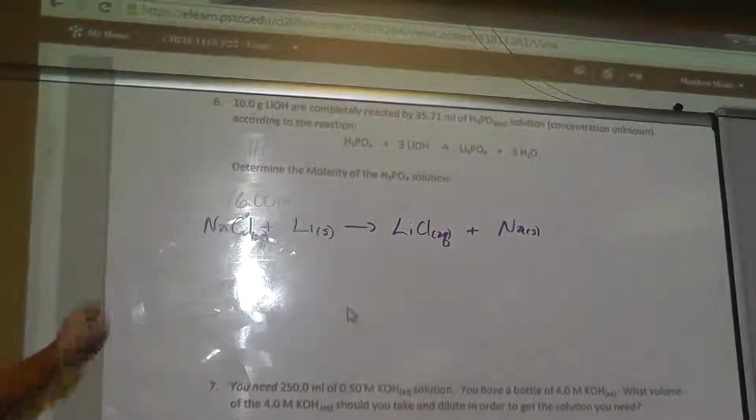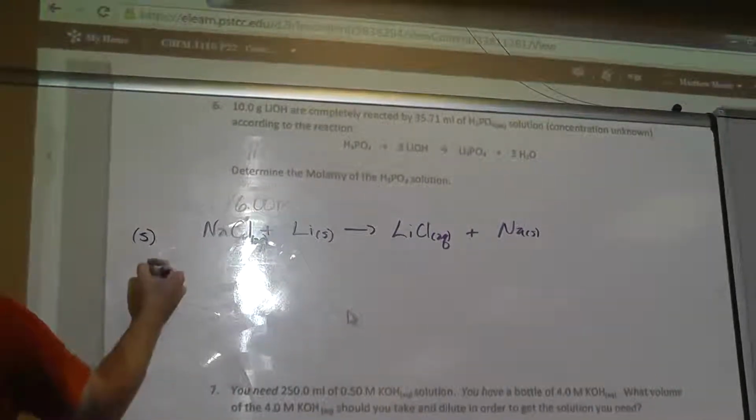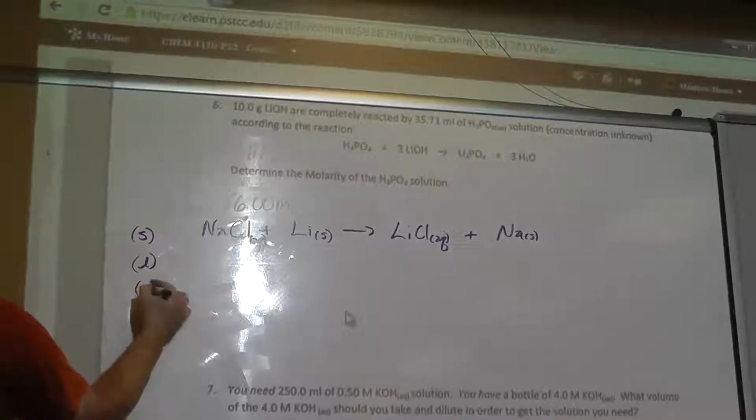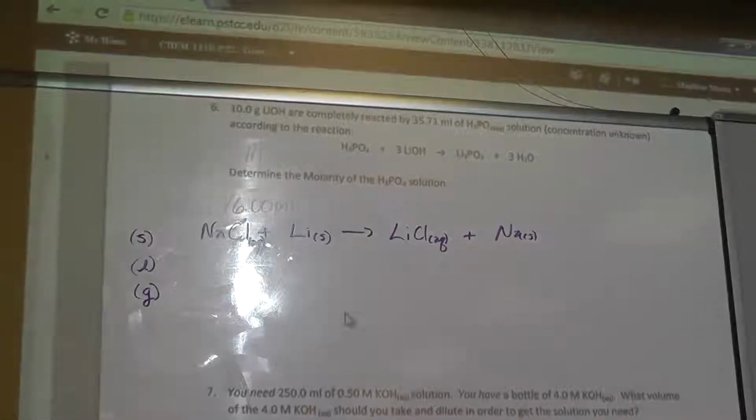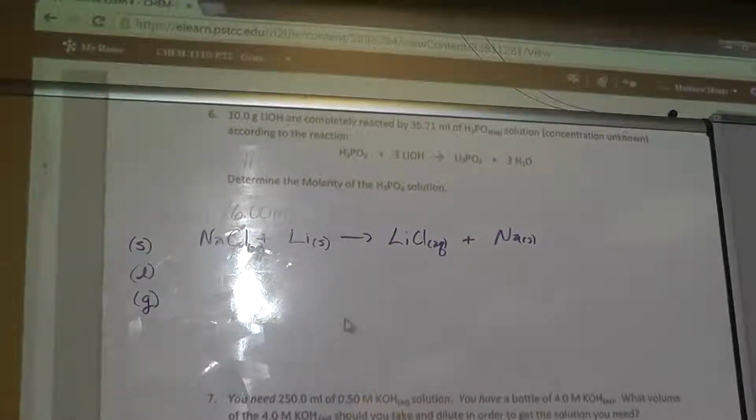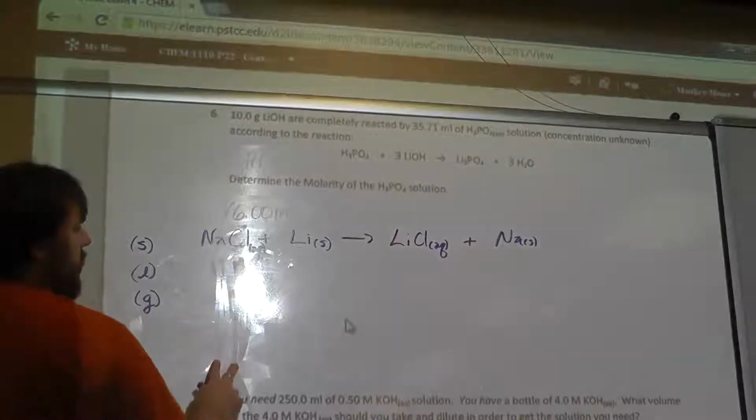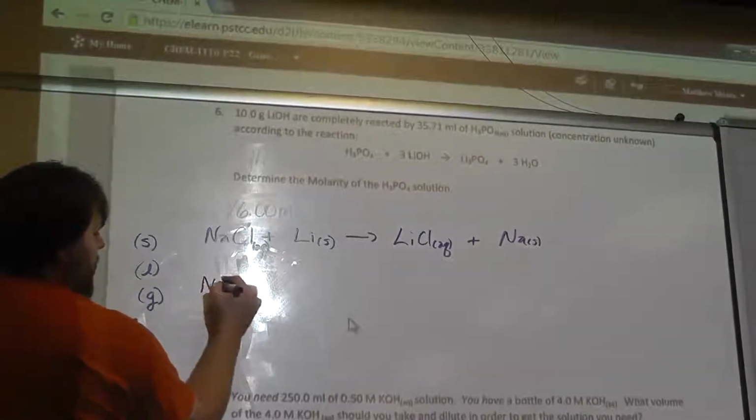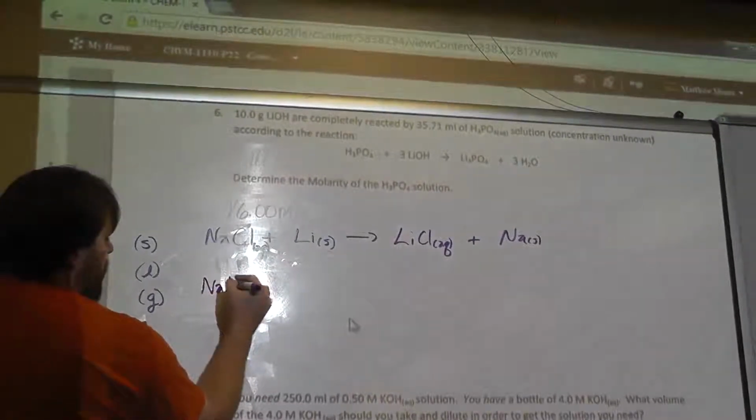So you get three things that you don't break apart. You don't break apart solids, you don't break apart liquids, and you don't break apart gases. The only things we break apart for net ionics is the aqueous. It's the only things we break apart. So for this guy, we're only breaking him apart because he's aqueous. You break him into charge.